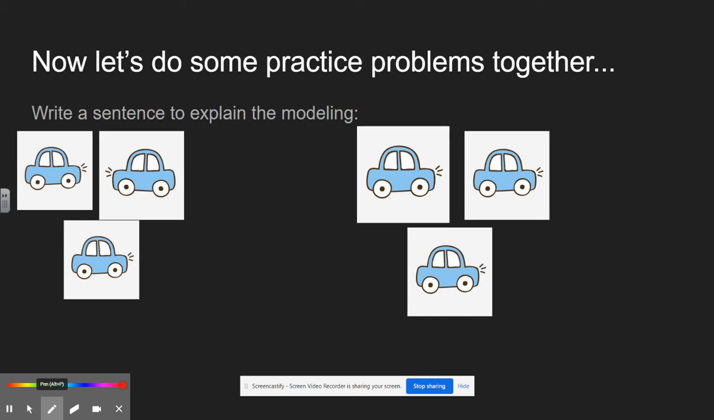That means there are 12 wheels in all. Did you guess it? 12? You're right. If we were counting wheels on both sides of the car, it would be 24. 12 times 2.